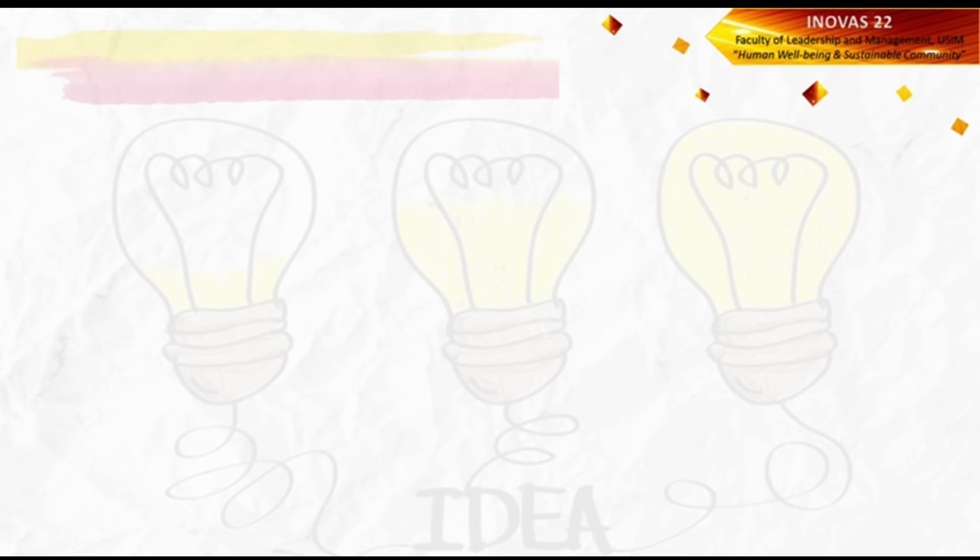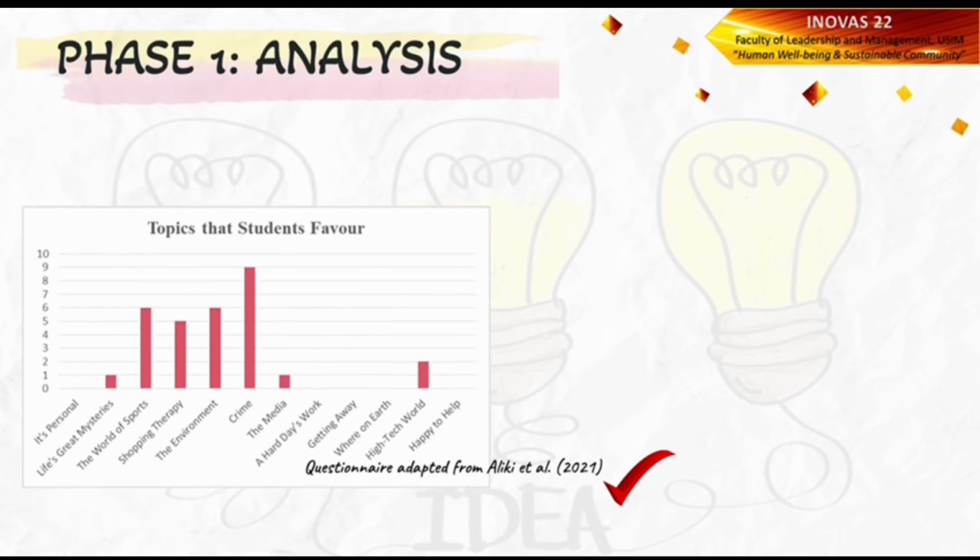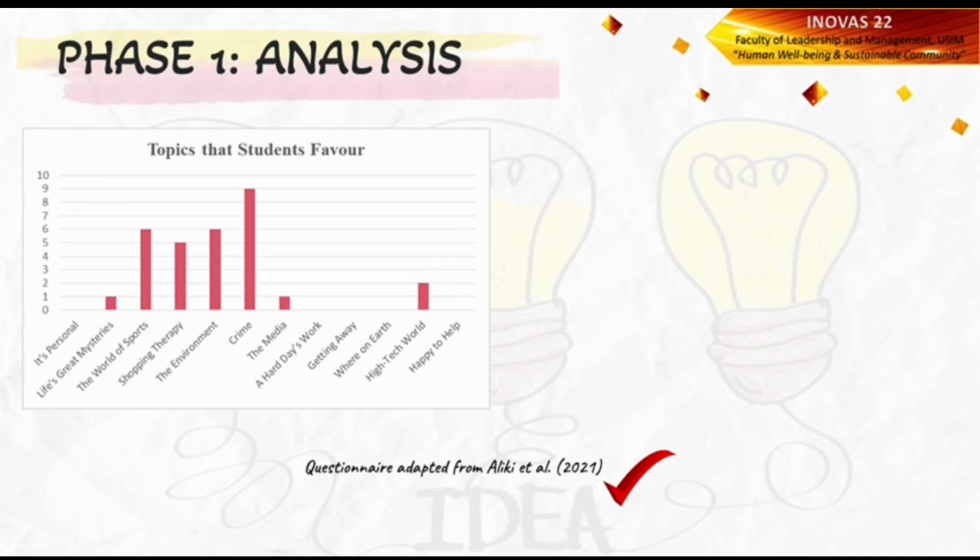In the analysis phase, a needs analysis was conducted to find out the topic that students favored the most and the activity that students find most challenging. The questionnaire was adapted from a study conducted by Eliki et al. 2021. The questionnaire showed that students favored the topic on crime and mentioned that most of them prefer justice-related occupations.